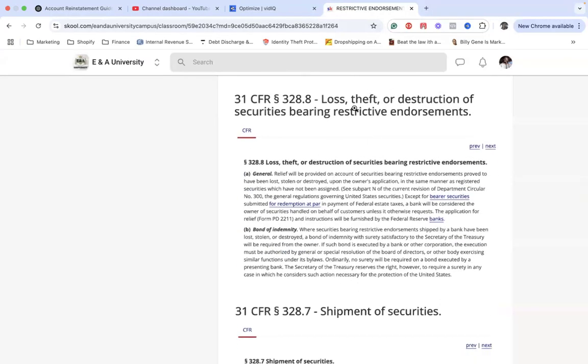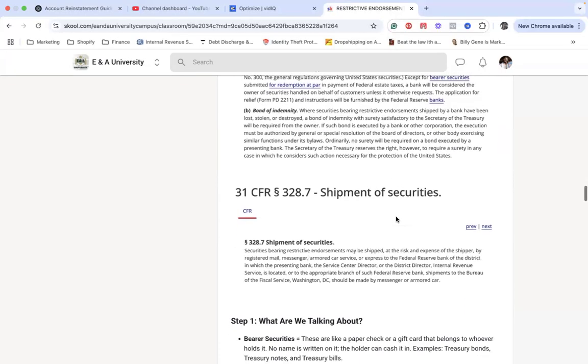And any loss, theft, or destruction of the securities also has to be reported. There's a way to report it. Here is Form PD 2211, the application for relief in the event that it gets lost, stolen, or destroyed in any way.